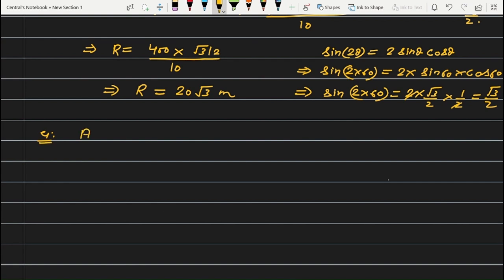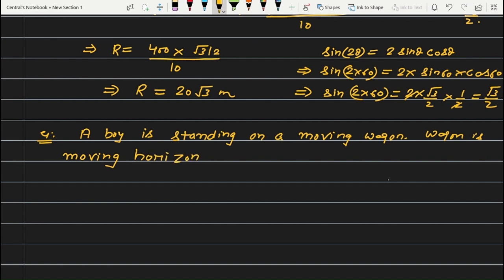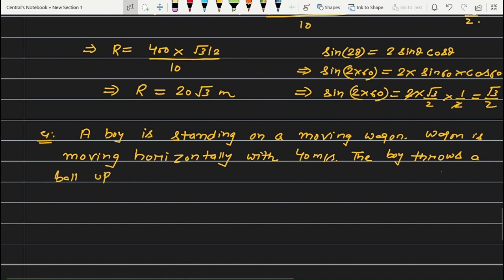The question is, a boy is standing on a moving wagon. The wagon is moving horizontally with 40 meter per second. The boy throws a ball up with 20 meter per second.